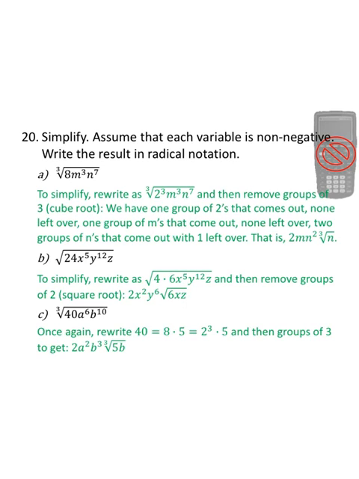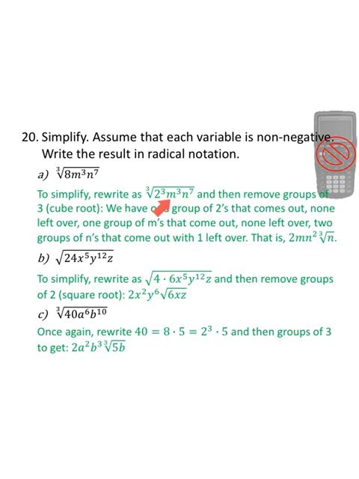Let's simplify some radicals. We're going to assume that each variable is non-negative and write the result in radical notation. So we start with the cube root of 8m to the third n to the 7th. The first thing I'm going to do is rewrite 8 as 2 cubed. And then, because it's a cube root, I'm going to remove groups of 3. So I have one group of 2's that comes out with none left over. There's a whole group of 3, nothing left over.